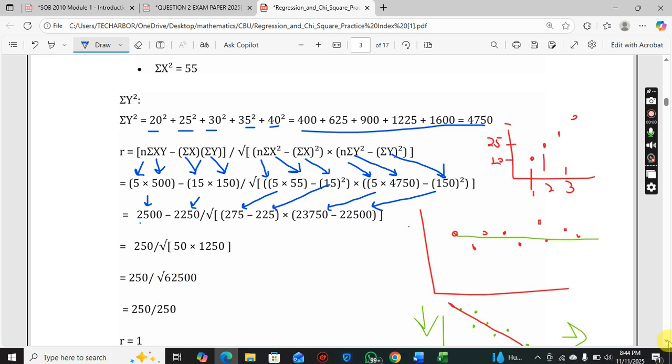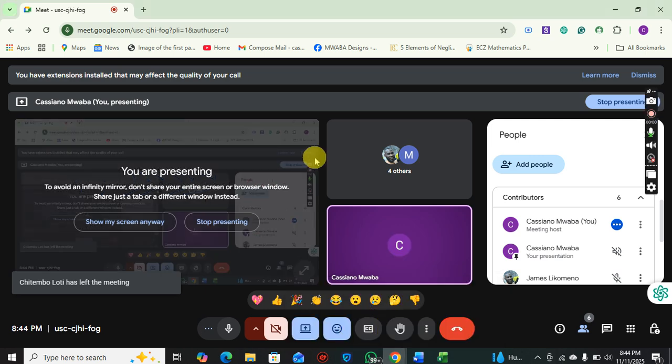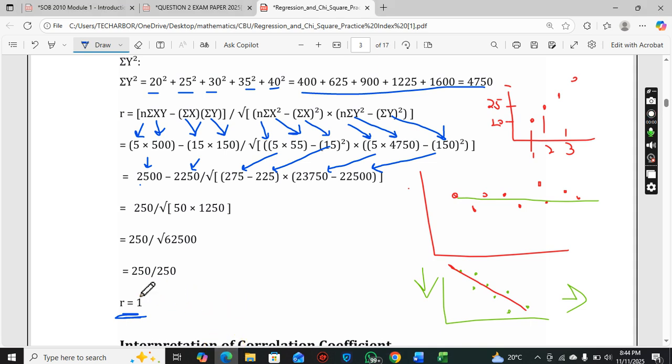and we find that our R equals 1, which is saying there is a perfect positive relationship. Because if R equals 1, then think of the relationship as perfect. In real life, you'll never find a perfect relationship. It's just that when I was making this example, I wanted to illustrate this. So since R equals 1, it means there is a perfect positive relationship between the weeks and the sales.